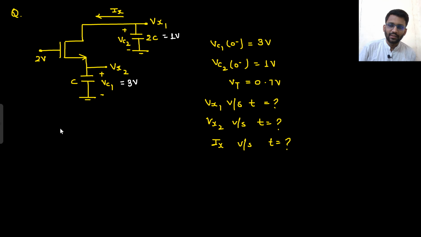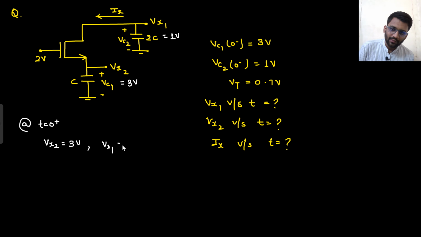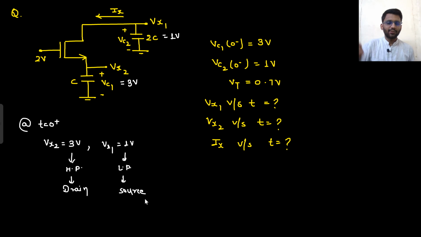So here what do you see? At t equals 0 plus, I can write your Vx2 is 3 volt. Your Vx1 is 1 volt. This one is at higher potential and this is at lower potential. That means this will become the drain and this will become the source. So you have to interchange your circuit. So let's interchange it.